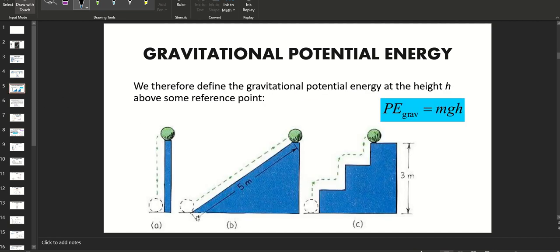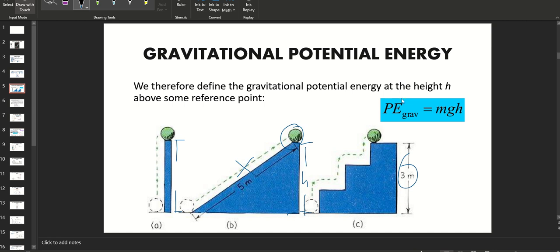Take for example this one. In this one, it has the highest potential energy. The potential energy is based not on the distance, actually, but on the height. Don't be confused there. It is basically on the height. And for this one, still the same, based on the height, which is 3 meters. We don't consider this path. We consider the displacement itself, or the shortest path to the ground.